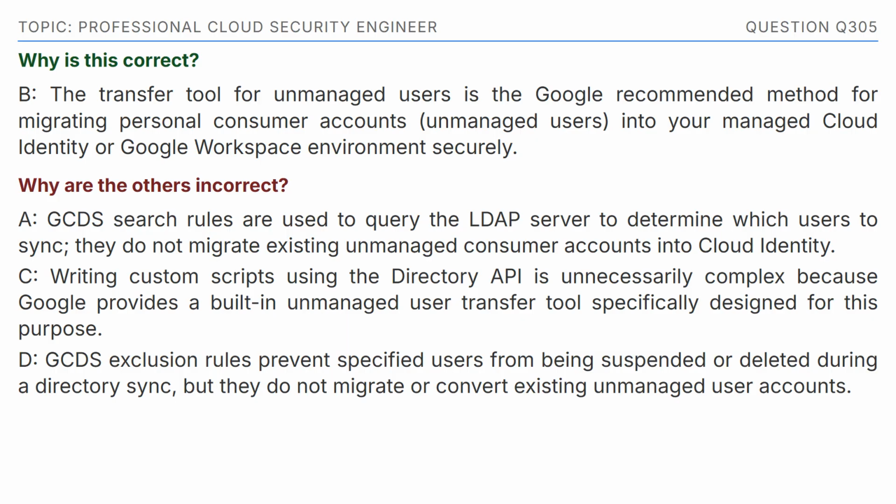A. GCDS search rules are used to query the LDAP server to determine which users to sync. They do not migrate existing unmanaged consumer accounts into Cloud Identity. C. Writing custom scripts using the directory API is unnecessarily complex because Google provides a built-in unmanaged user transfer tool specifically designed for this purpose. D. GCDS exclusion rules prevent specified users from being suspended or deleted during a directory sync, but they do not migrate or convert existing unmanaged user accounts.